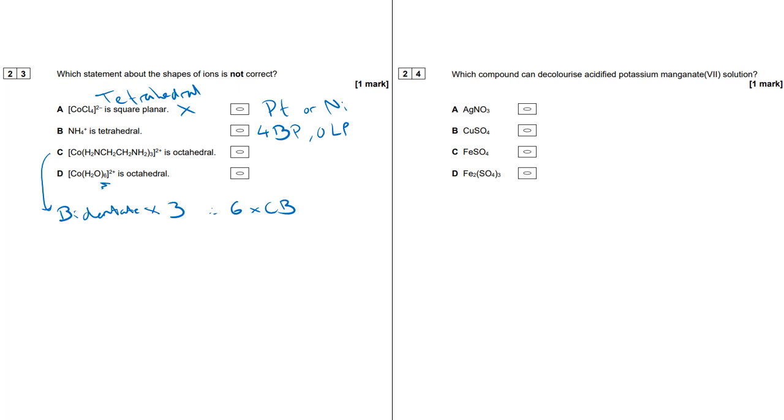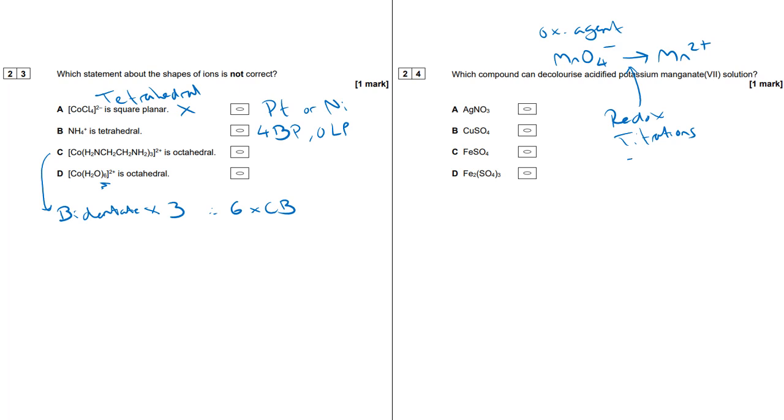Question 24. Which compound can decolorize acidified potassium manganate solution? So which compound can we go from MnO4- and it gets decolorized when it goes to Mn2+, or a very pale pink colour. So in order for manganate to be reduced to Mn2+, it's an oxidizing agent. Silver nitrate would not cause that to happen. Copper sulfate would not cause that to happen. We've seen manganate be reduced in the redox titration part of the course.